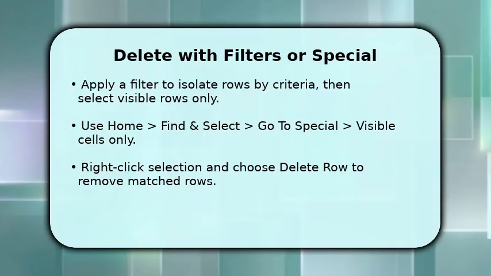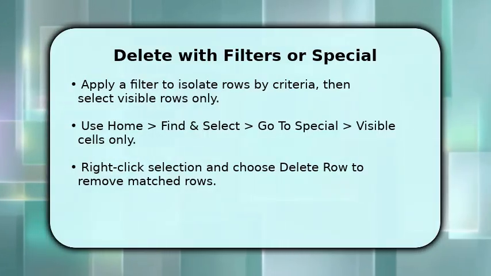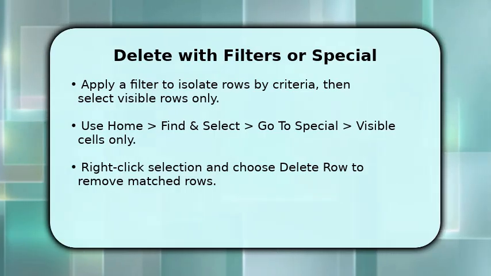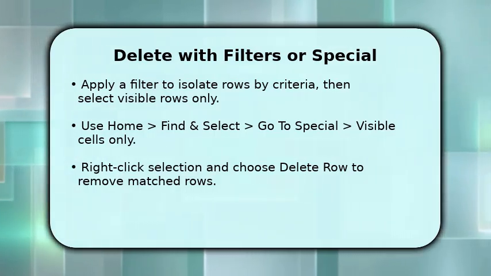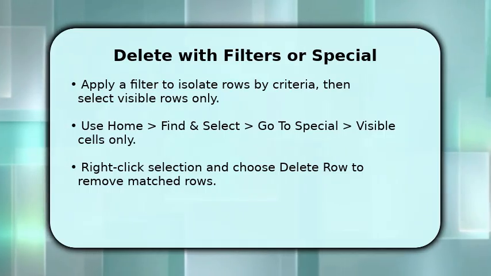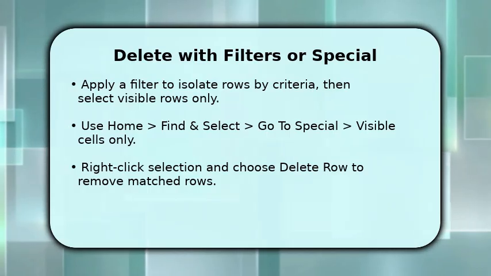Next, you narrow down which rows to remove. Apply a filter for the criteria you want. This hides rows you keep. Once the filter shows only unwanted rows, press Alt+; or use Home, Find and Select, Go to Special, Visible Cells only to ensure you affect only visible rows.